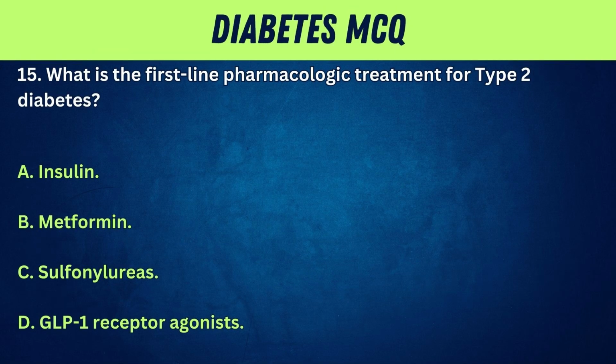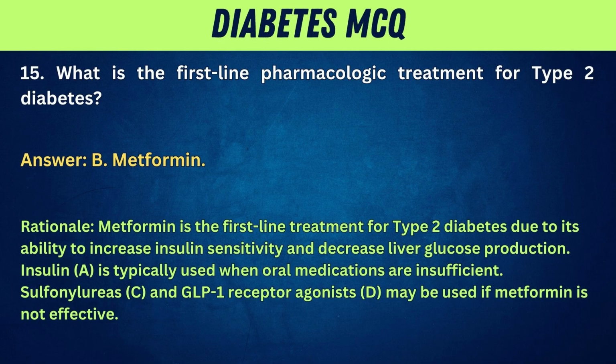15. What is the first-line pharmacologic treatment for type 2 diabetes? A. Insulin. B. Metformin. C. Sulfonylureas. D. GLP-1 receptor agonists. Answer: B. Metformin. Rationale: metformin is the first-line treatment for type 2 diabetes due to its ability to increase insulin sensitivity and decrease liver glucose production.